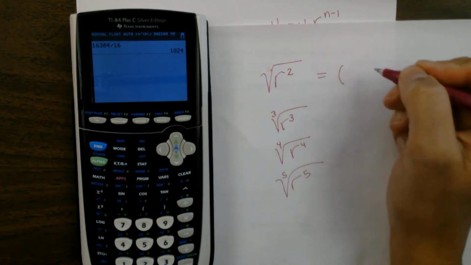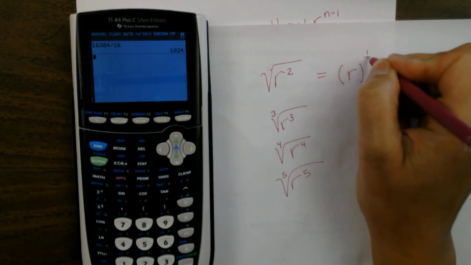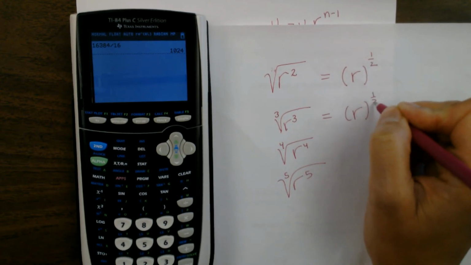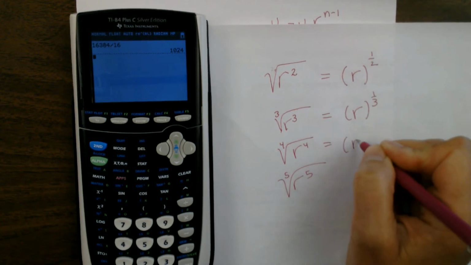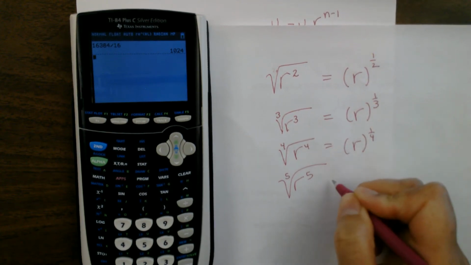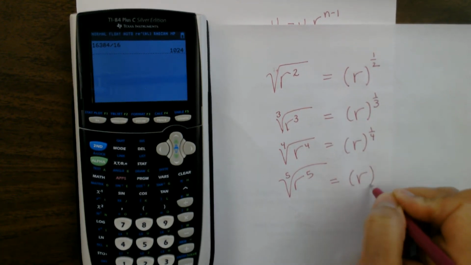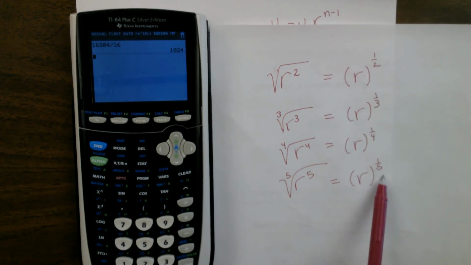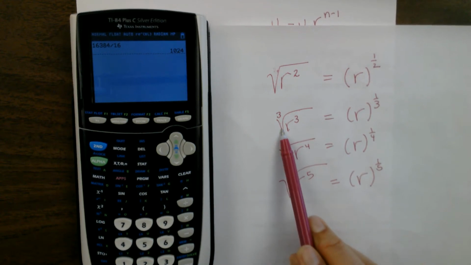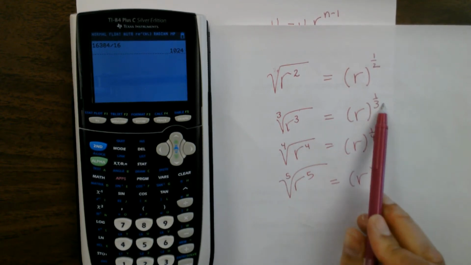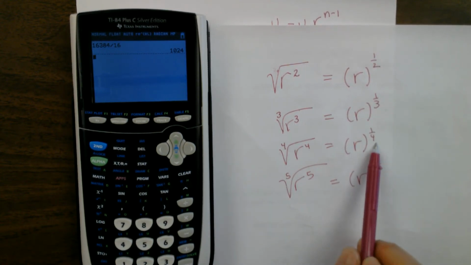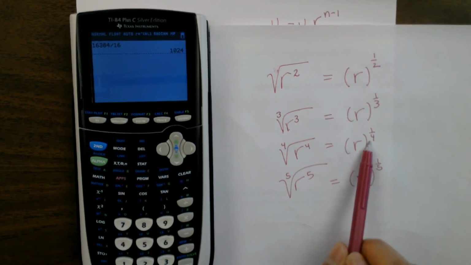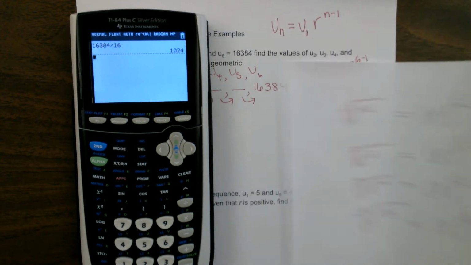This is the same thing as saying r raised to the 1/2. This is the same thing as saying r raised to the 1/3. This is the same as r raised to the 1/4, and this is the same as r raised to the 1/5. Raising it to this fraction is the same thing as taking that root. 1/3 means a cube root, 1/4, 4th root, 1/5, 5th root. That's what you have to remember, and that's how you do it in the calculator.